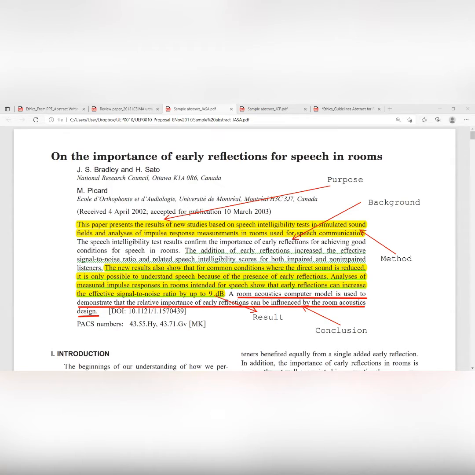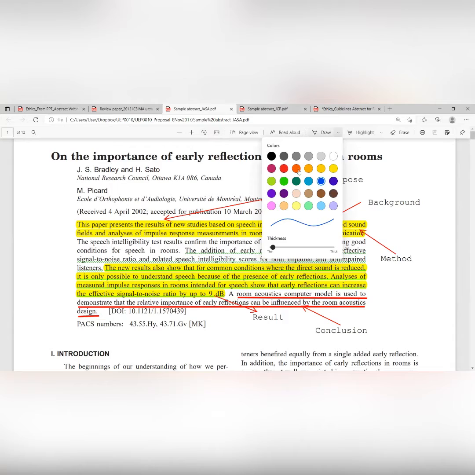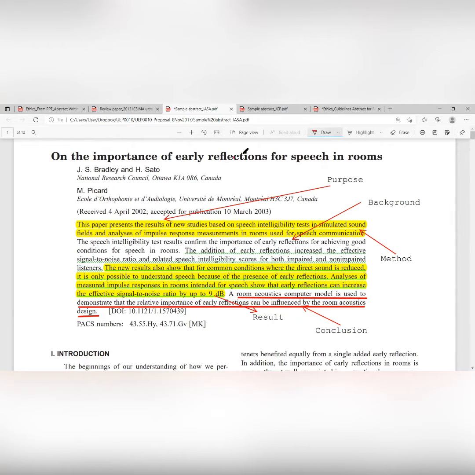So this is an example of an abstract from JASA, the Journal of the Acoustical Society of America. This is a publication by Bradley and Sato, talking about the importance of early reflections for speech in rooms. If you take a look at this abstract, all five elements are there.